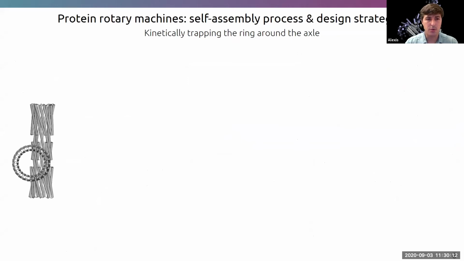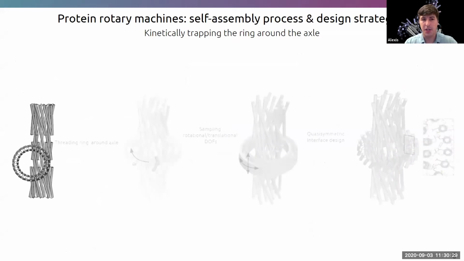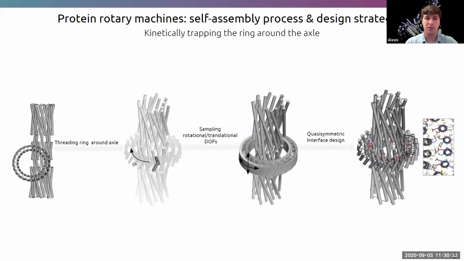Okay, so then I designed all of this big library of machine parts made of rings and axles. The idea was then, once we validated them, to design interfaces between them so that they can come together in solution and assemble. So we systematically take an axle and a ring, and we try to thread the ring around the axle computationally, and then we sample the rotational and translational degrees of freedom. And then we design the interface between the two so as to minimize the energy of binding.